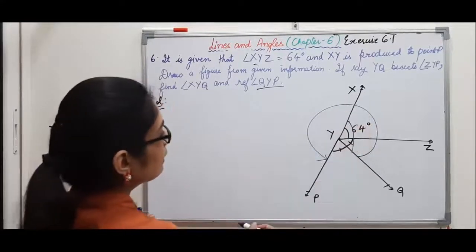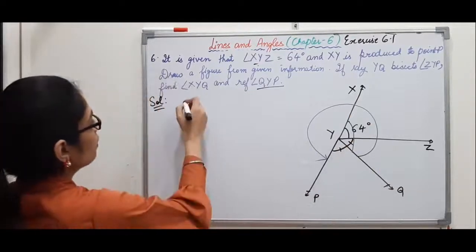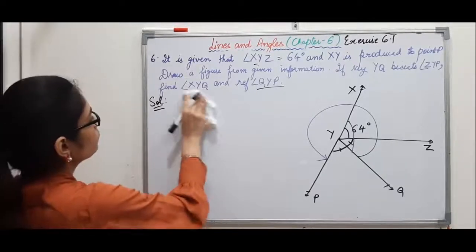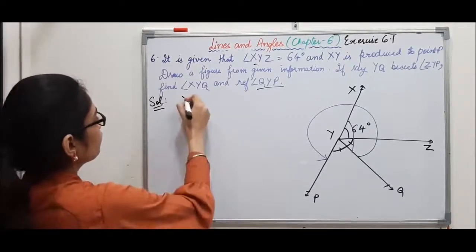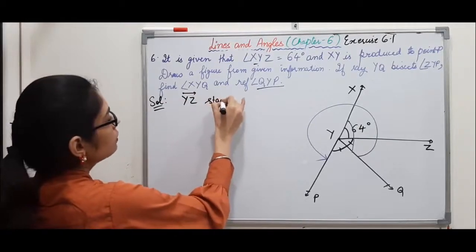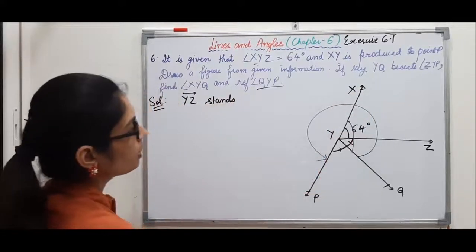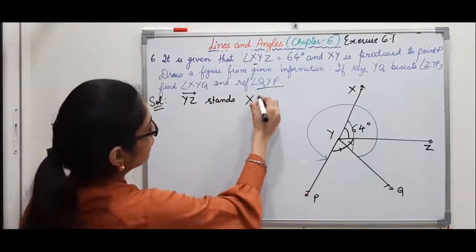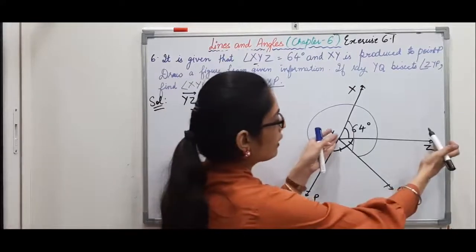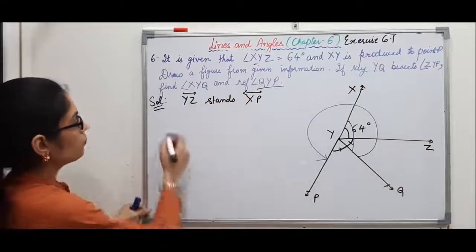So this line I will take and will assume YZ is one ray. So YZ is a ray, and it stands on a line. This line I will take as XP. So this ray I have assumed, and this line I have taken XP.